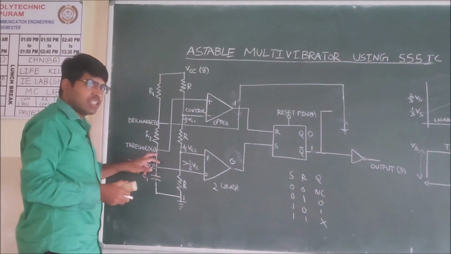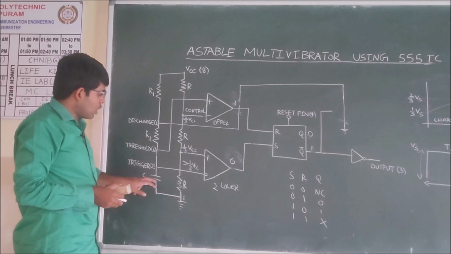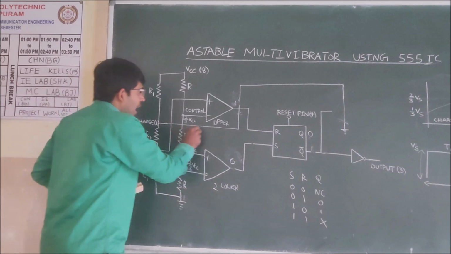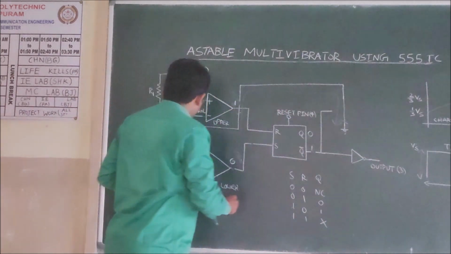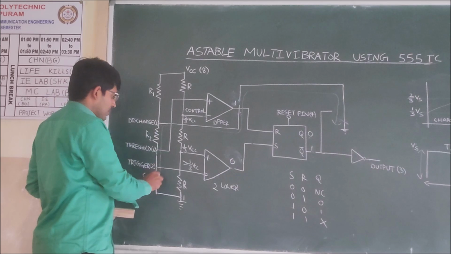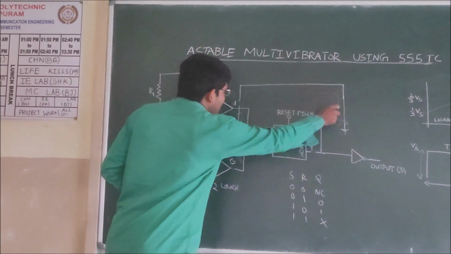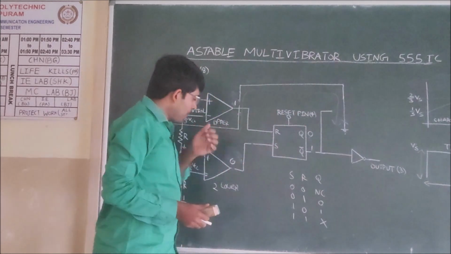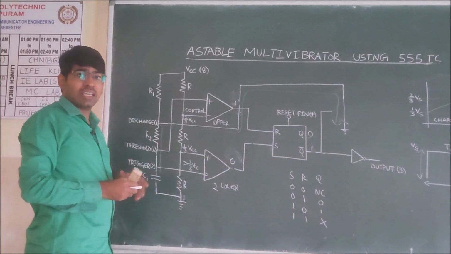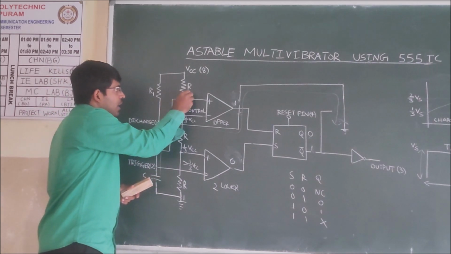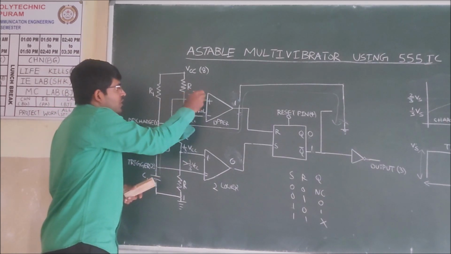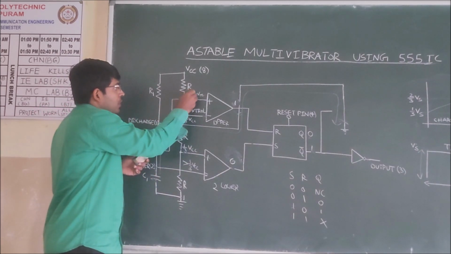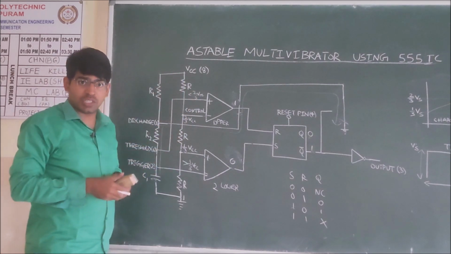This capacitor finds a path for discharging. Now this capacitor C1 discharges using the resistor R2 and this transistor. This is the path in which the capacitor is discharging. Because the capacitor starts discharging, the voltage across the capacitor, which was greater than 2/3 VCC, decreases to less than 2/3 VCC.